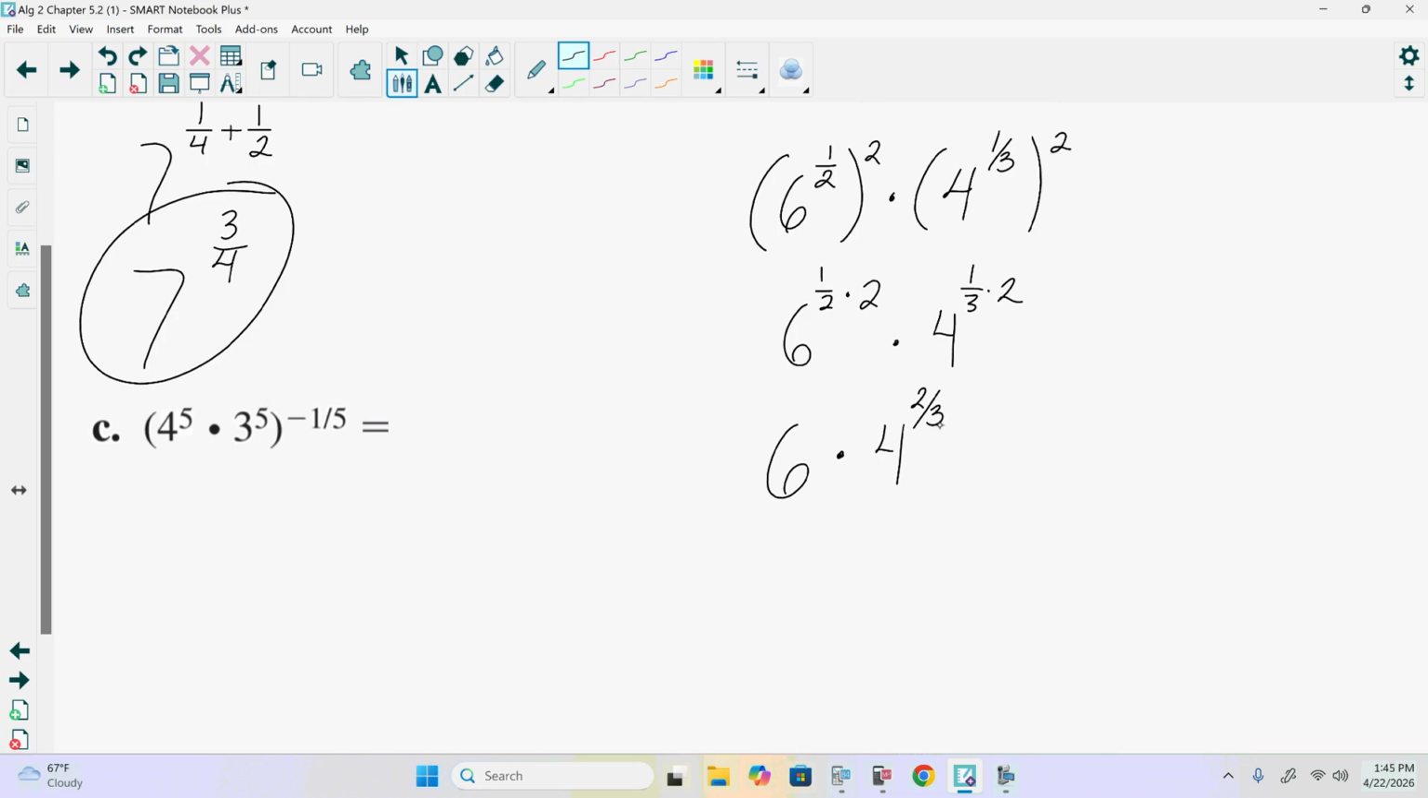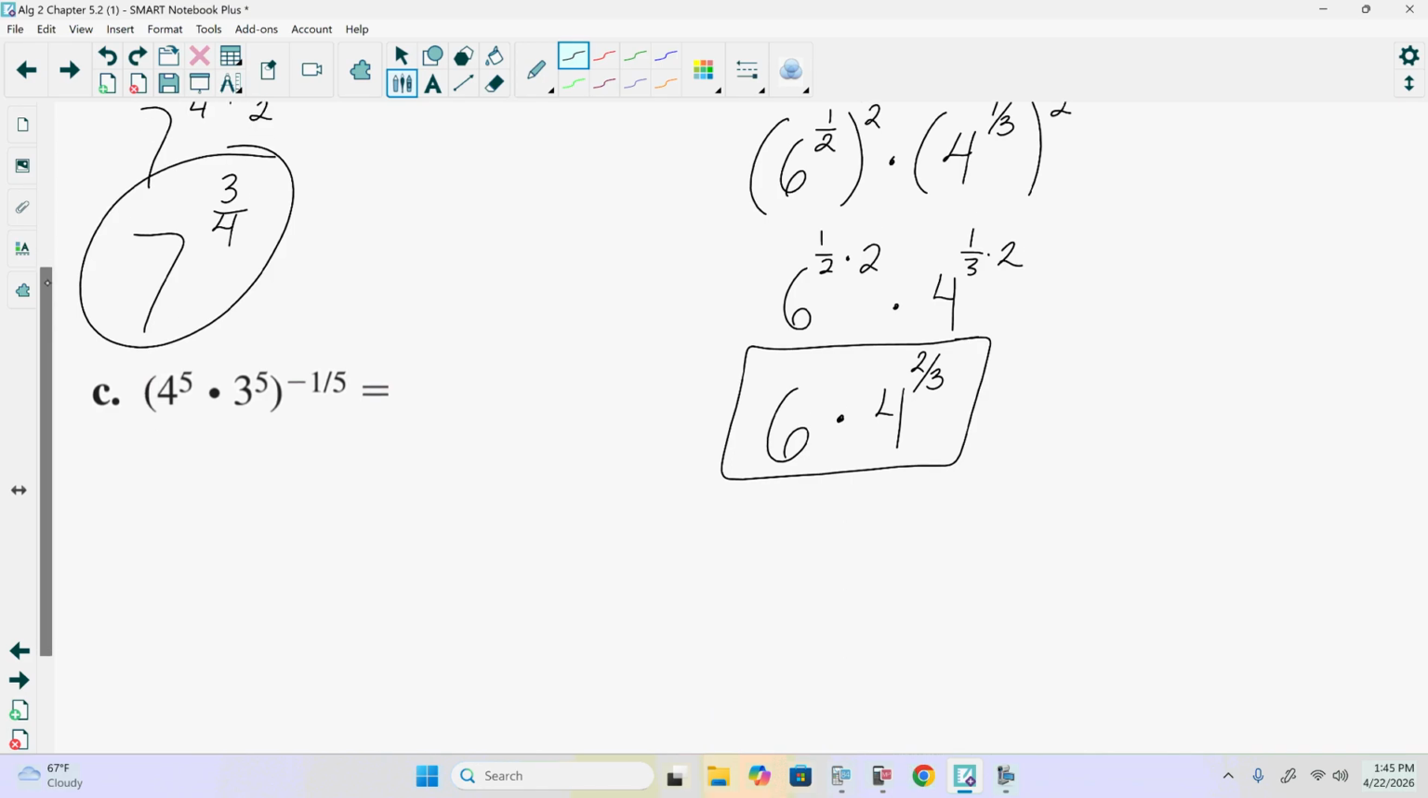1/3 times 2 would be 2/3 because we multiply top with top. So the 2 would multiply with the 1 on top, giving us 2. Denominator would still be 3, giving us 6 times 4 to the 2/3. 4 to the 2/3 does not reduce, it doesn't simplify, it would just be an irrational number. So there's no way we can simplify 6 times 4 to the 2/3. Simplified as it gets.